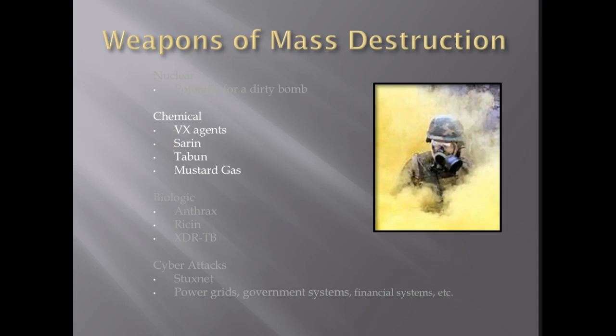VX agents. This is a lethal nerve agent. Sarin gas, an extremely potent nerve agent, the most toxic and rapidly acting. And tabun, another extremely toxic man-made nerve agent that can poison water very quickly. And finally, mustard gas. Originally used during World War I, it causes a severe burning of the skin, eyes, and respiratory tract.